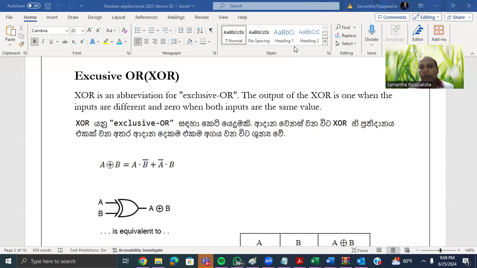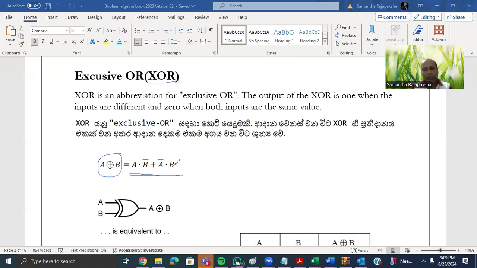Now, the next two gates in the syllabus are exclusive OR and exclusive NOR. So exclusive OR we write as XOR. Remember, this exclusive OR notation is an OR operation, but we put a circle to make it exclusive. The Boolean expression equivalent to the exclusive OR is A B bar plus A bar B. That is the Boolean expression that you should know for the exclusive OR.